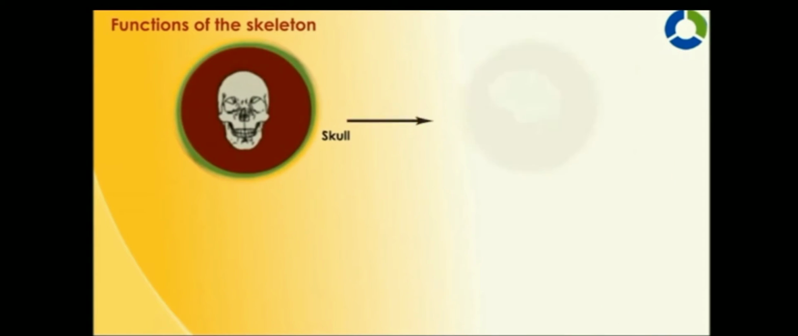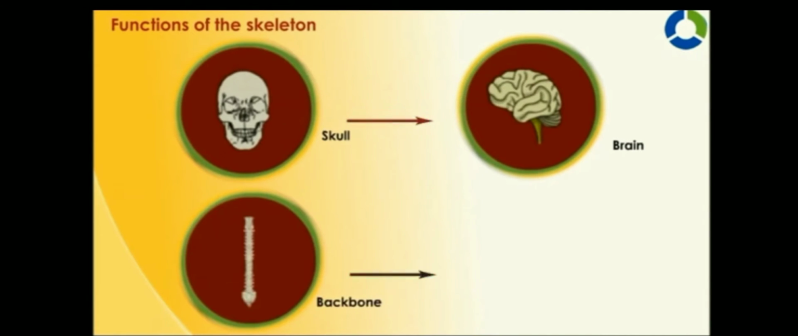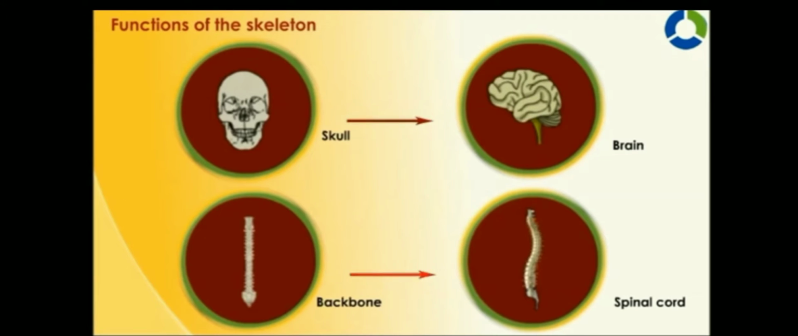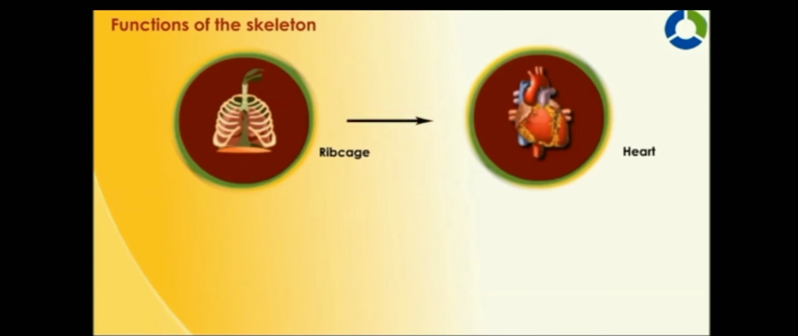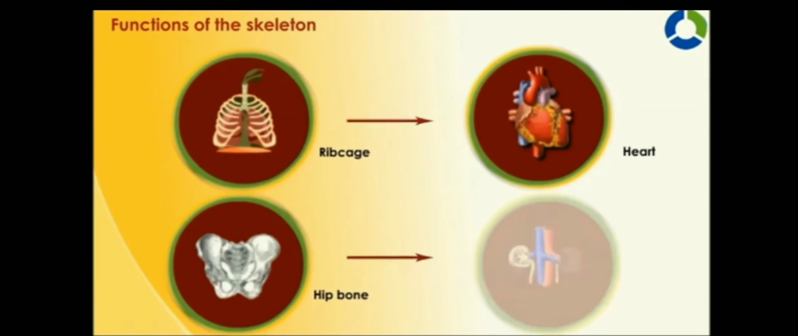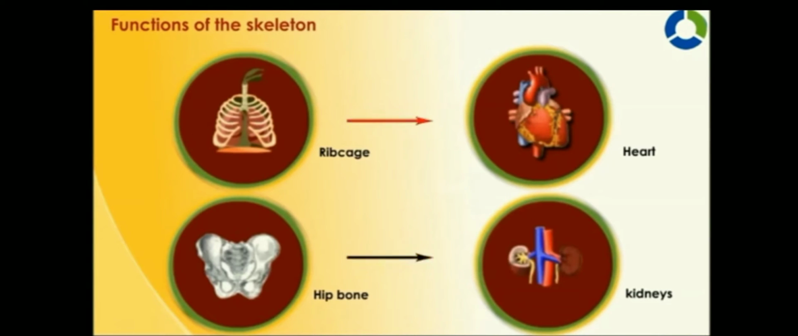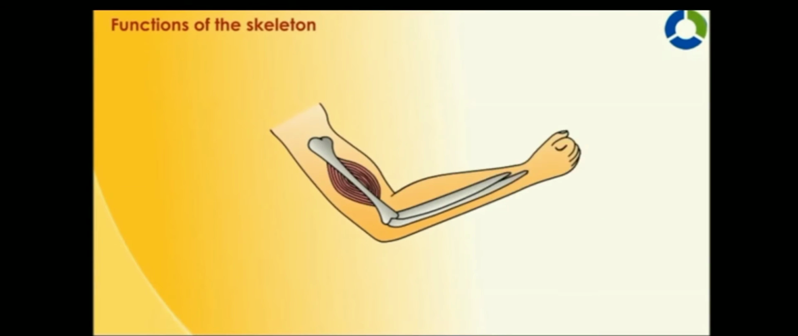The skull protects the brain. The backbone protects the spinal cord. The rib cage protects the heart and lungs. The hip bone protects the kidneys. Muscles are attached to the skeleton and this makes movement possible.